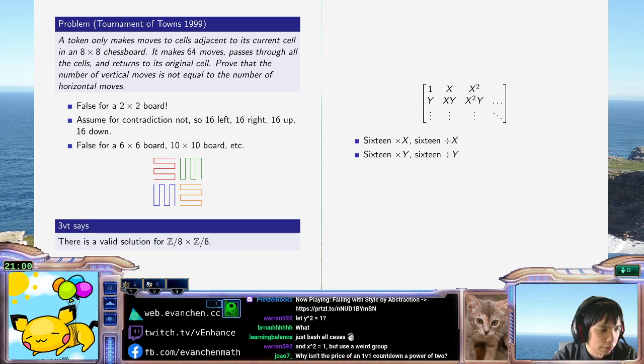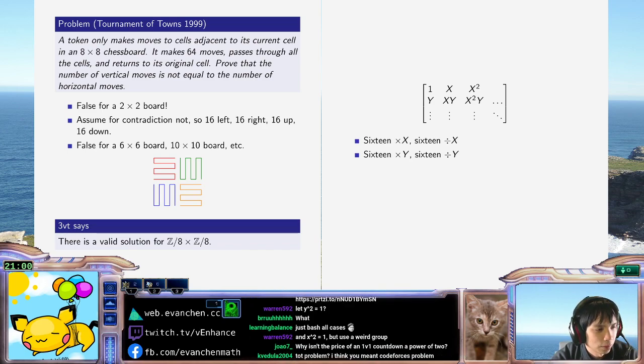Why isn't the price of a 1v1 countdown part 2? Shrug. Why isn't the price x squared equals 1? Yeah, I'm not opposed to abusing the fact that it is a small number. I don't know.